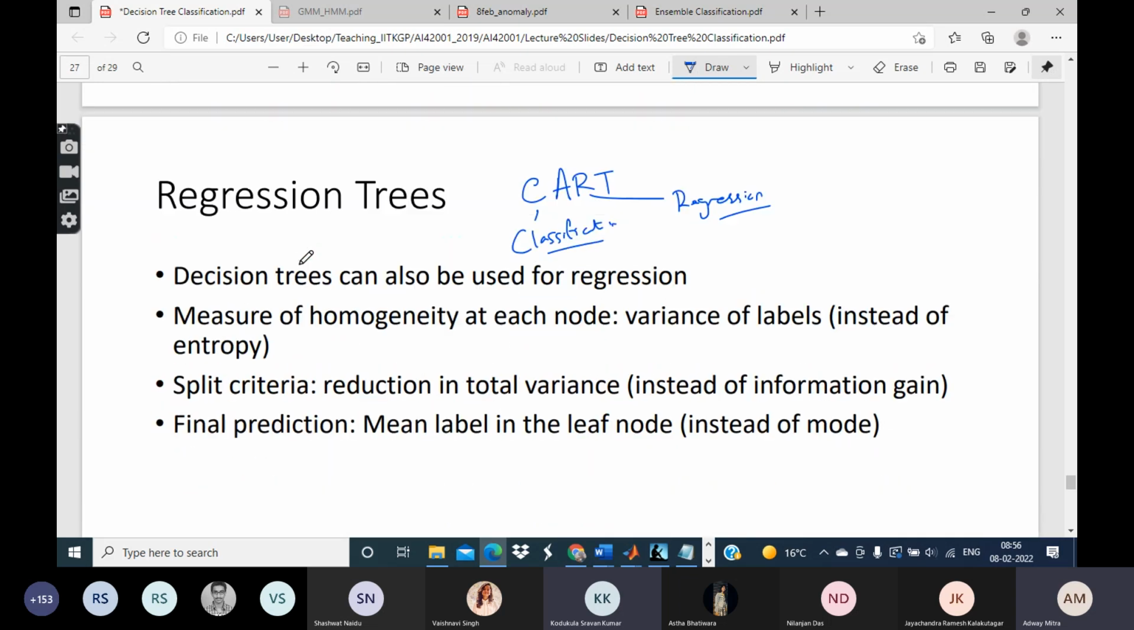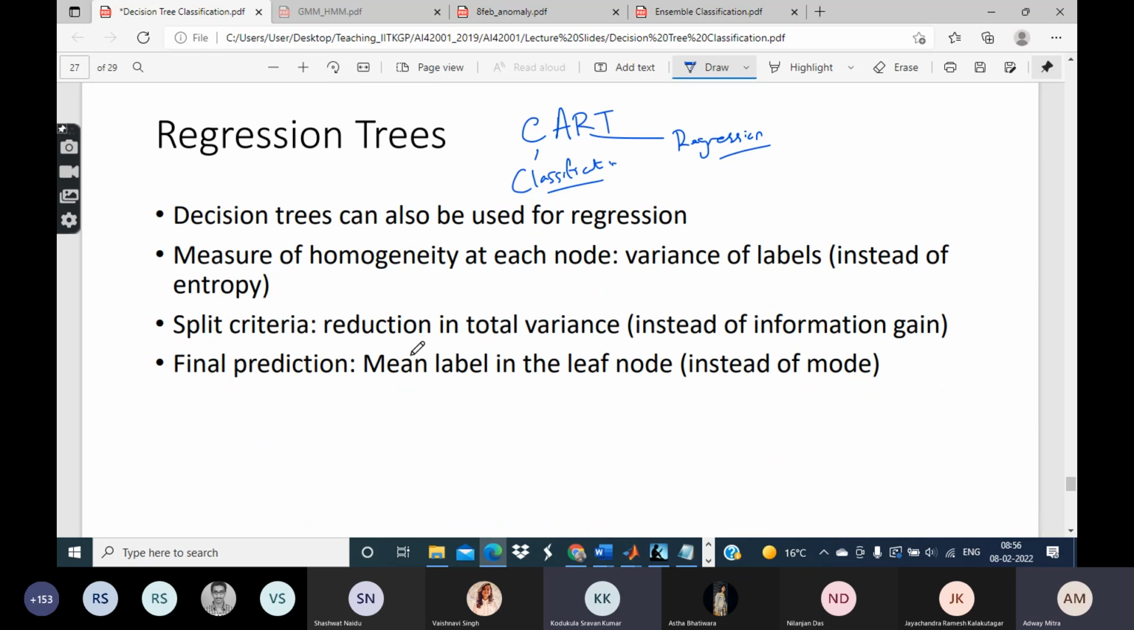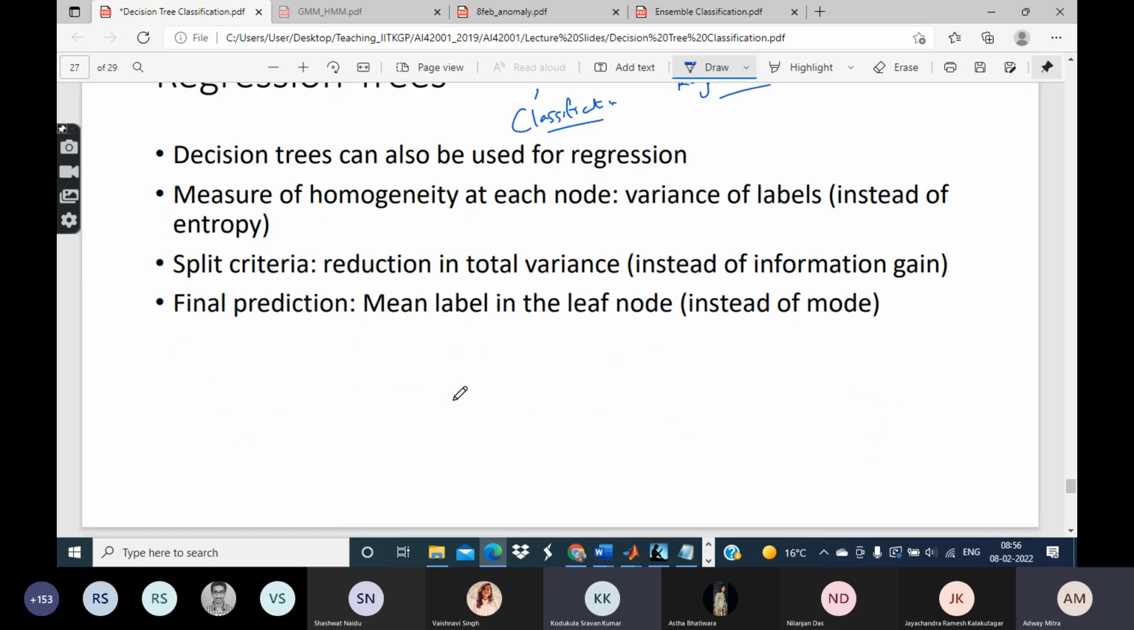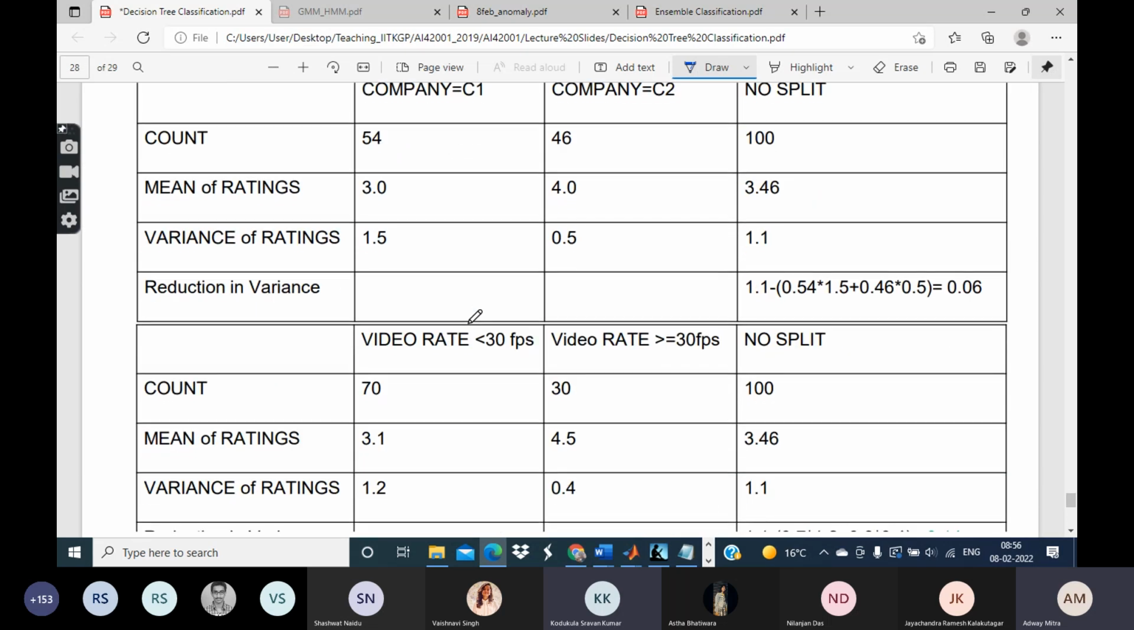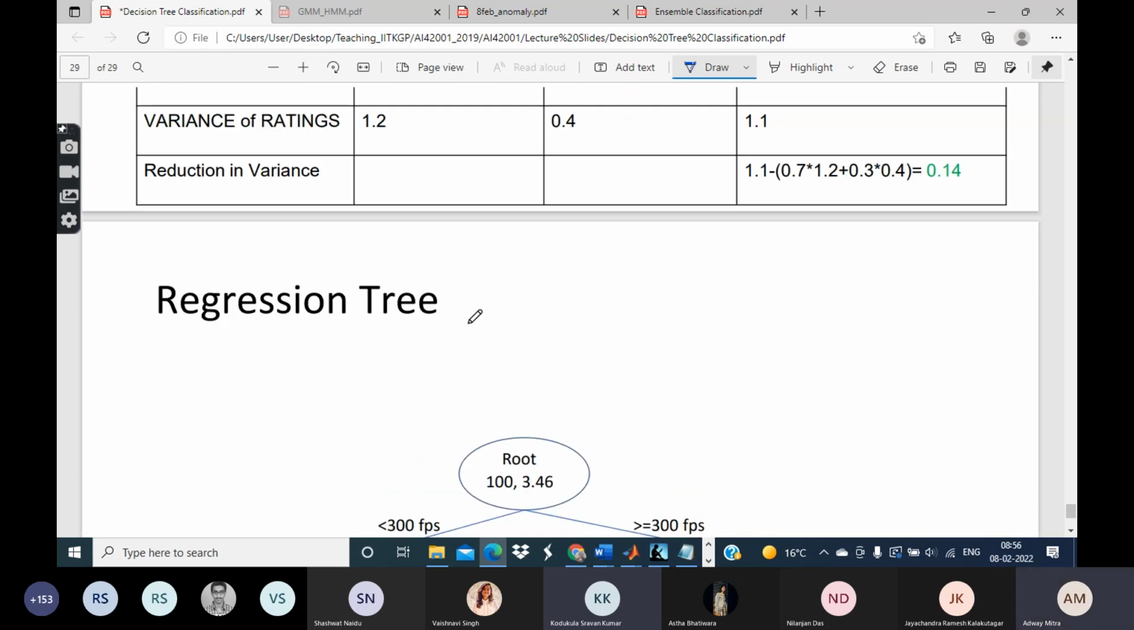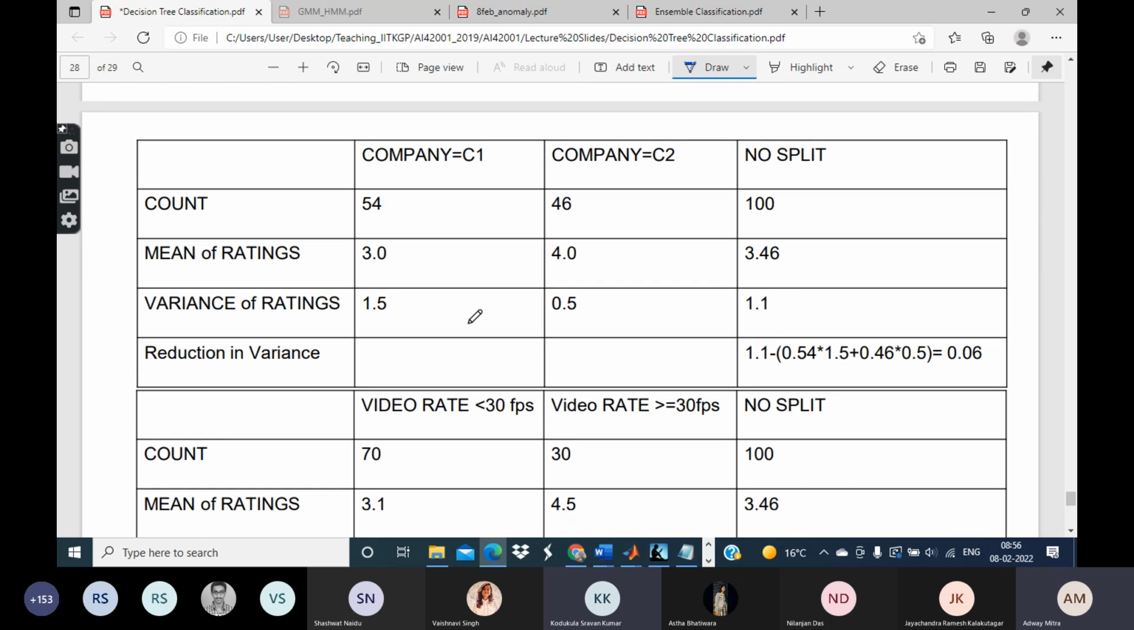So the final value which you will predict at each leaf node will be the mean level of the leaf node instead of the mode, right? That is the way you can use a regression tree. So here is an example.